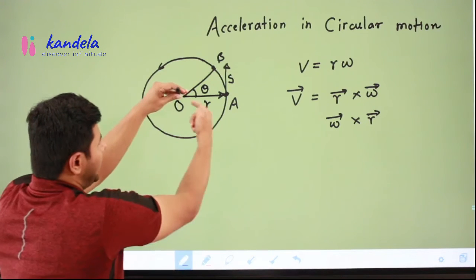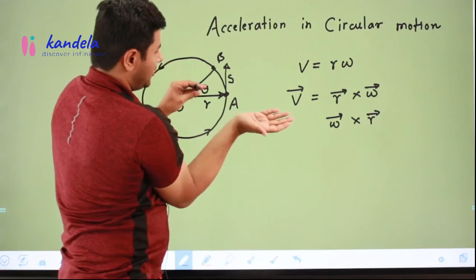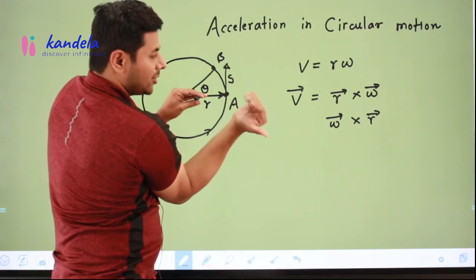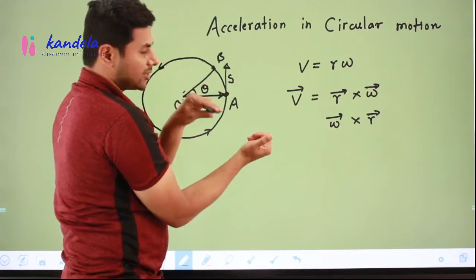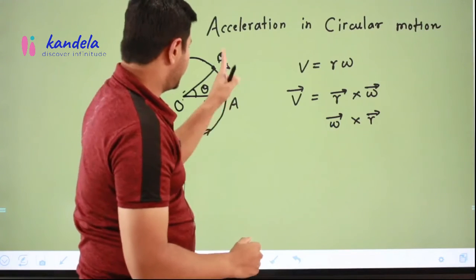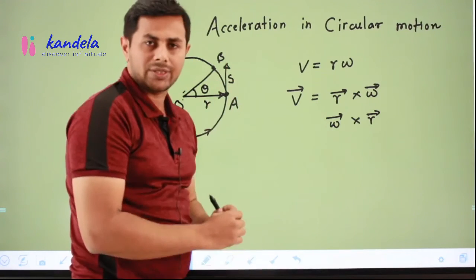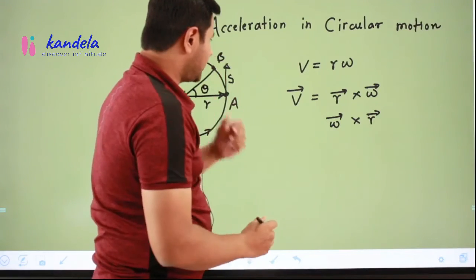Okay, so let's try r bar cross omega bar. If I keep my right hand in the direction of r bar and curl my fingers towards the second vector, which is omega bar, outside the plane of the board, I get a downwards direction. But is the direction of velocity downwards? No, it is upwards.